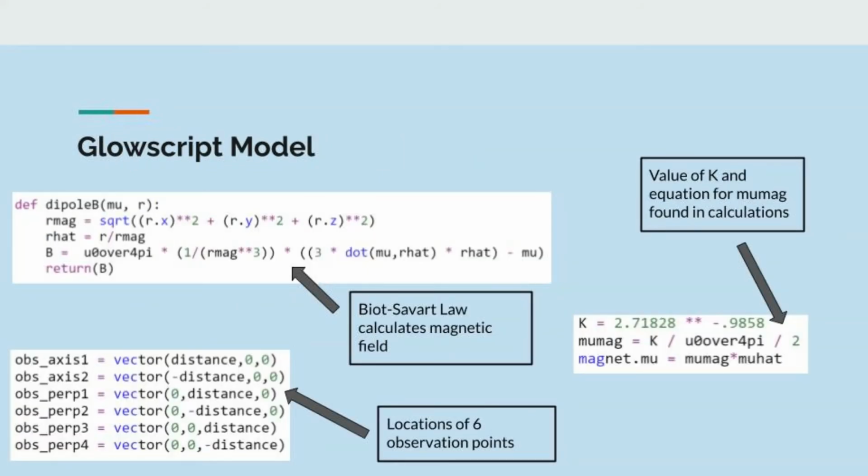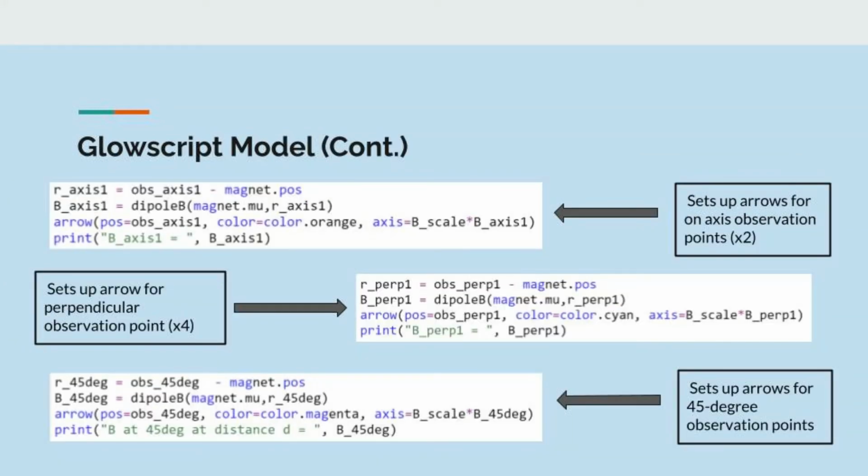The next step was to edit the starter code on GlowScript to create the computational model of the magnetic field. Several changes that needed to be made were the inclusion of the Biot-Savart law that we discussed previously, the location vectors for 6 of the arrows in the model, excluding the one that will be sitting at a 45-degree angle from the bar magnet, the value of k, and the equation for the magnitude of mu that we found in the last slide. The other changes were related to actually creating the arrows that would be displayed in the model.